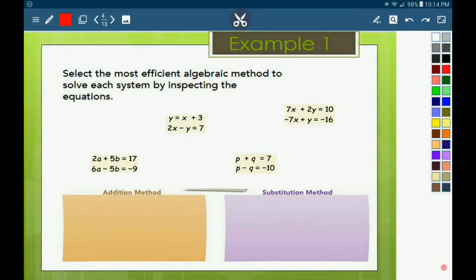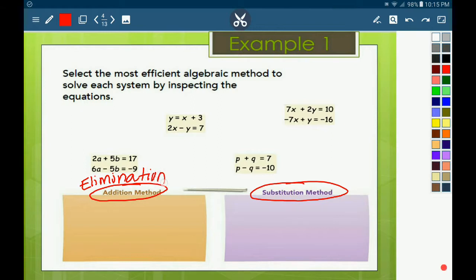All right, so this one we're just trying to identify which method would be used best for each one of these systems. So I have over here my two categories, the substitution method, which we learned yesterday, and then today's method, which is the addition method, also known as the elimination method. We're going to end up eliminating one of the variables using particularly addition.